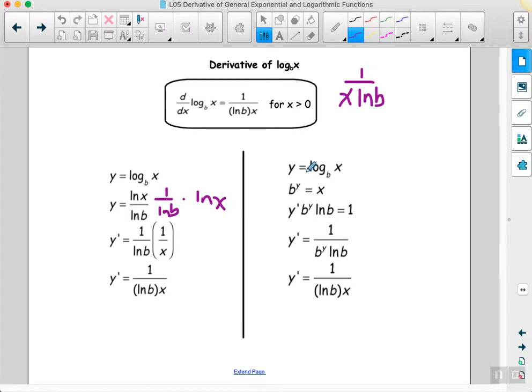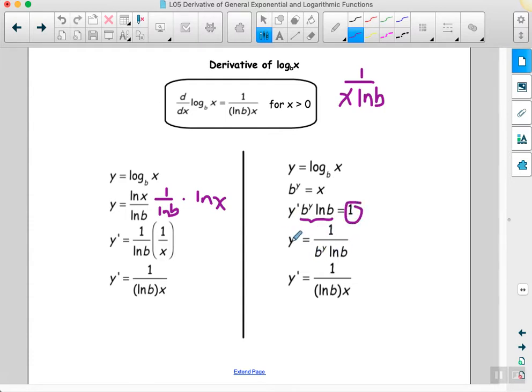Another proof would involve just the same thing we did on the previous slide. I'm now going to rewrite this in exponential form. I'm going to get b to the y is equal to x. Applying implicit differentiation, the derivative of b to the y is y prime times b to the y times ln of b. That's the derivative of this with respect to y. That's the derivative of y with respect to x. The derivative of x is 1.